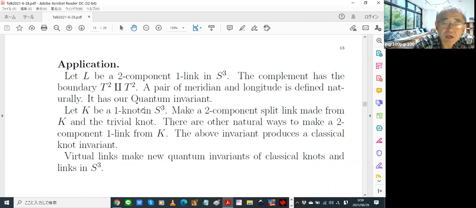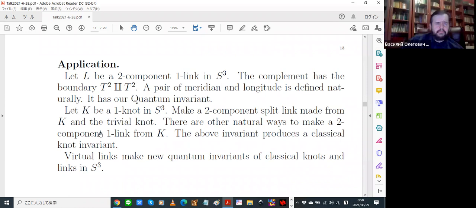Let K be a knot in S3. Make a two-component split link made from K and the trivial knot. Of course, there are other natural ways to make a two-component link from K. This invariant produces a classical knot invariant. Excuse me, a two-component split link, yeah, with the trivial knot.